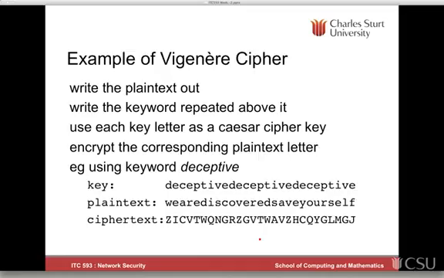There is an example of the Vigenere cipher. This example is discussed and it is actually a simple example. You will find this example in your text, section 2.2. So I request you to go to the textbook and see the details of this example. The key is this, the plaintext is this, and the corresponding ciphertext is this.